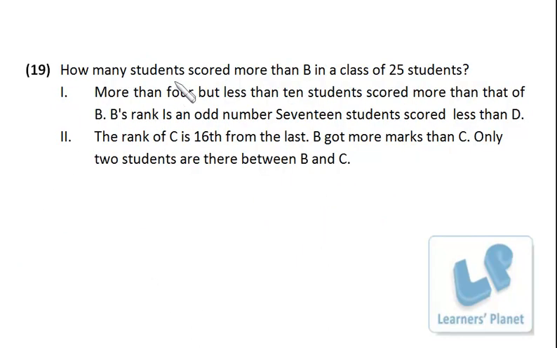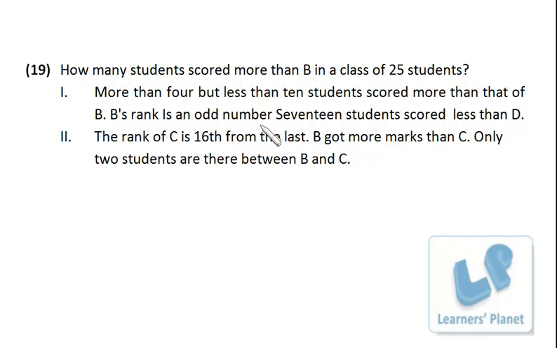Okay, how many students scored more than B in a class of 25 students? More than 4 but less than 10 students scored more than B. Okay, more than 4.